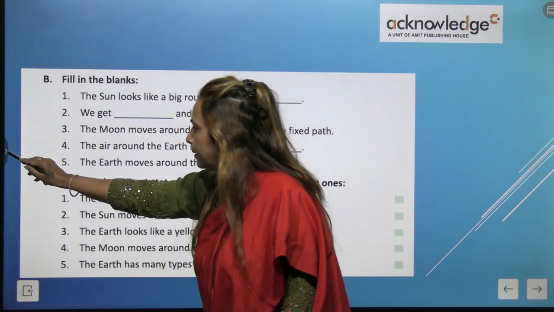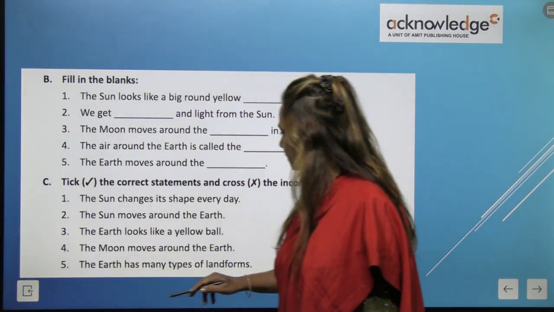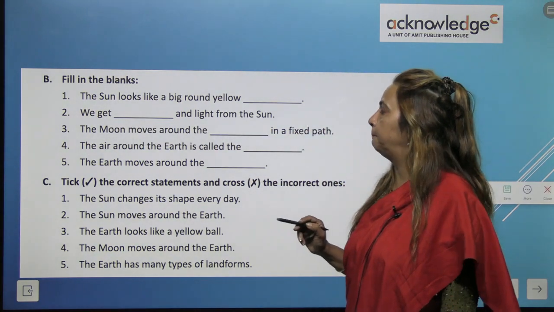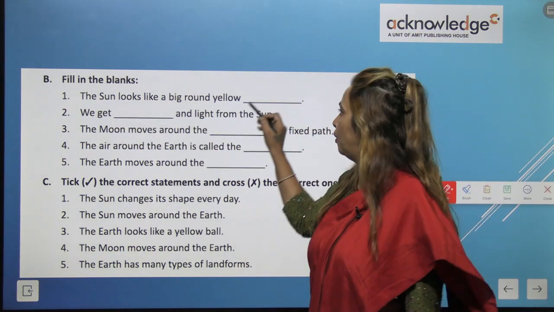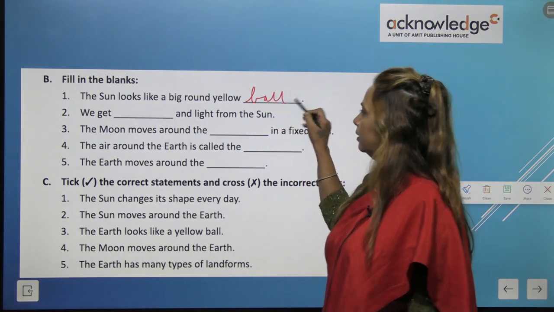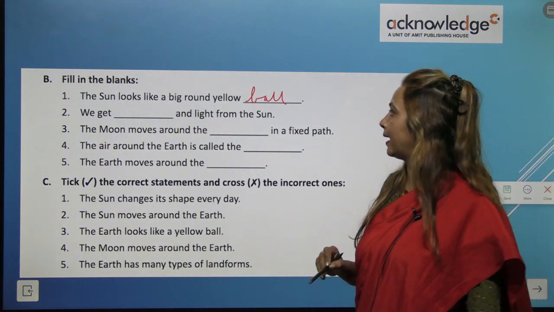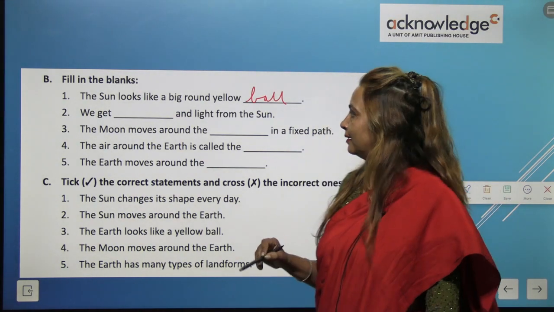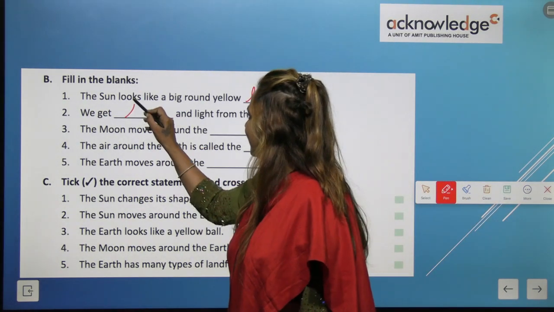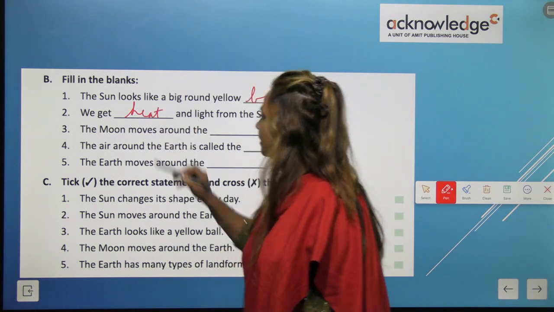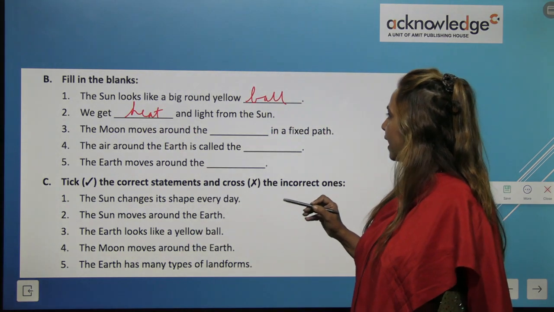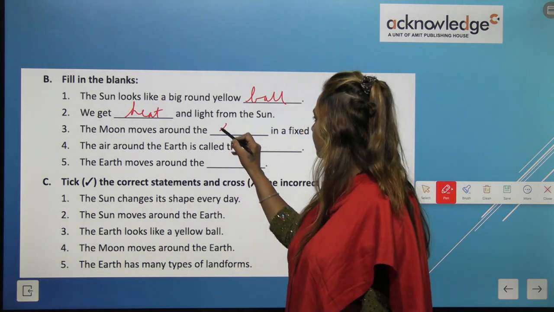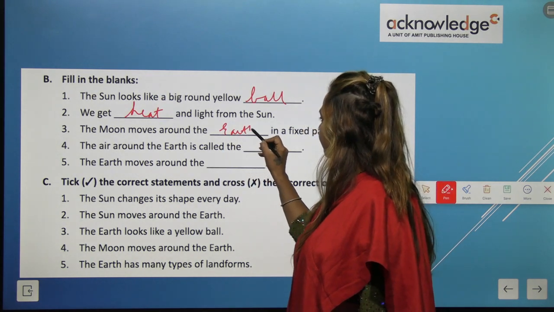Now come to the fill in the blanks. The sun looked like a big round yellow ball. We get dash and light from the sun. We get what? Heat and light from the sun. The moon moves around the dash in a fixed path. The moon moves around the earth in a fixed path.